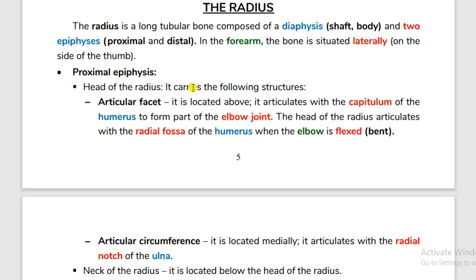So now, the proximal epiphysis structures are the head of the radius. It carries the following structures: the articular facets, located above. It articulates with the capitulum of the humerus to form part of the elbow joint. The head of the radius articulates with the radial fossa of the humerus when the elbow is flexed or bent.